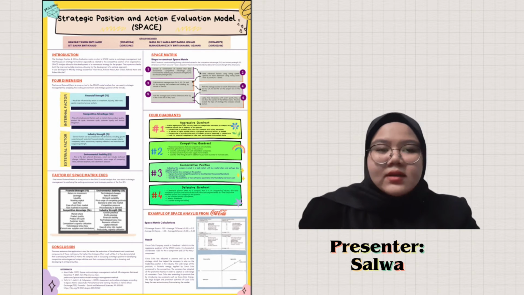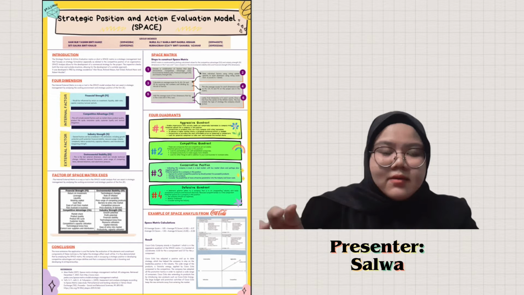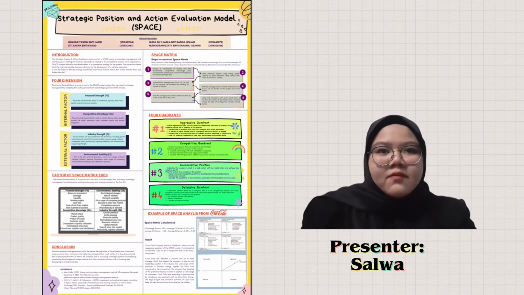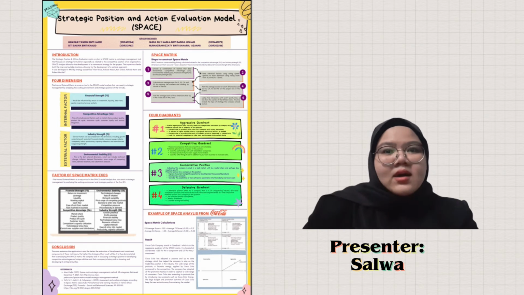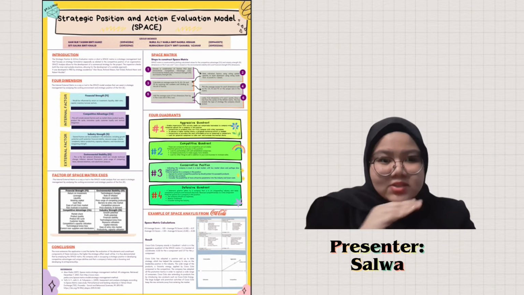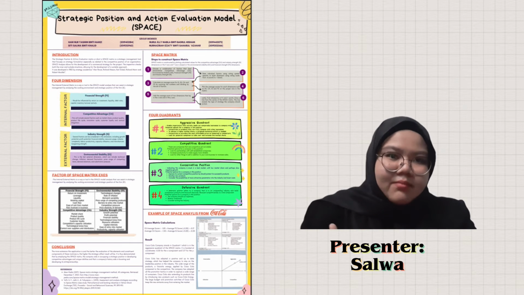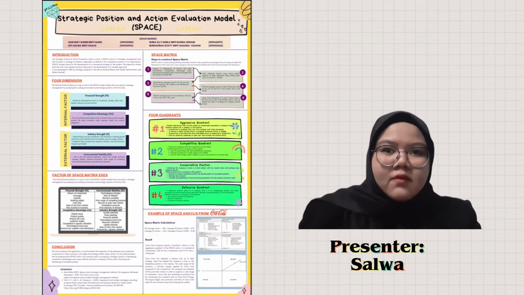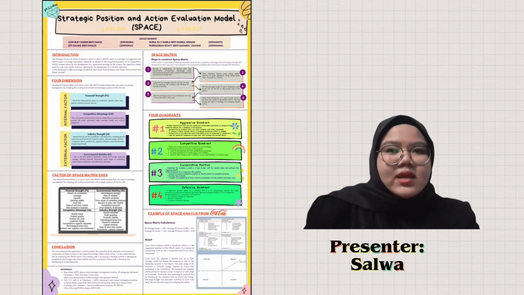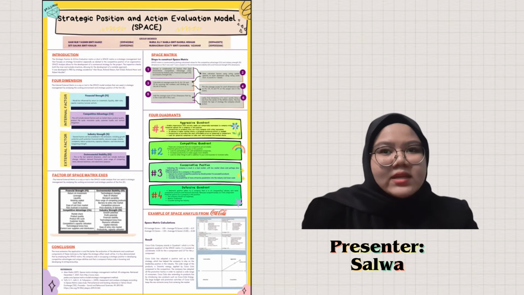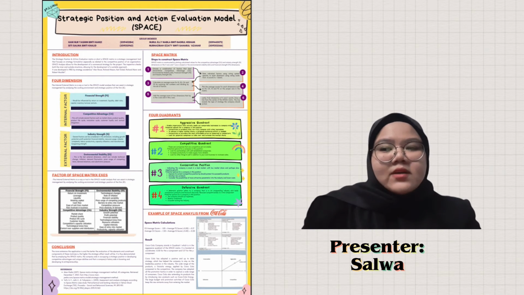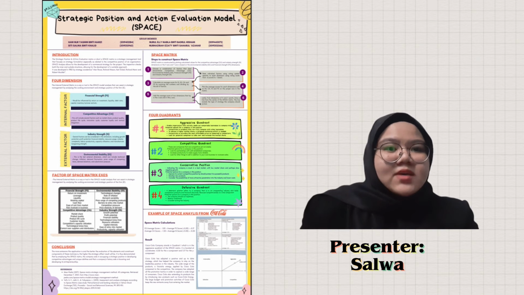And next step after the calculations, plot the average scores for each dimension such as ES, CA, IS and FS on the proper axis in the matrix. And for the last two steps, add the average score of the two dimensions that lie on the x-axis and on the y-axis. Lastly, find the intersection of the x and y-axis points, and draw the line from the center of the space matrix.